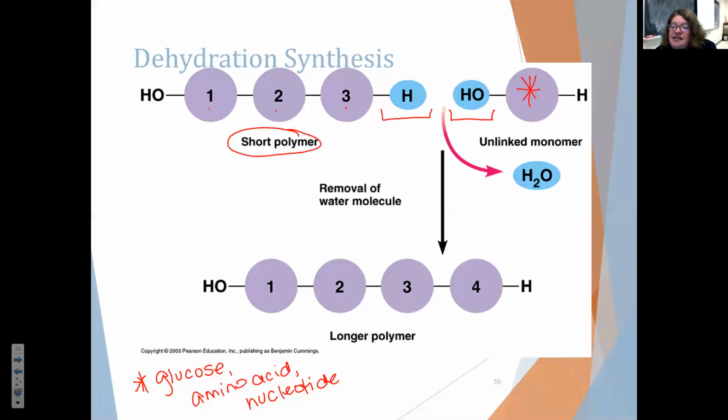Because you can see that this H and this OH form water. Water comes out. That's exactly what dehydration means. And in its place, we form a bond, a new covalent bond to form our longer polymer. So this is called dehydration synthesis because water comes out and we form a new covalent bond to make this longer polymer.